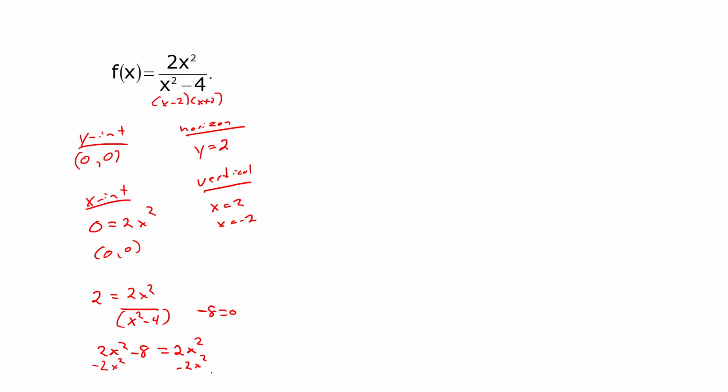Well, that isn't true. So we do not cross our horizontal asymptote because this is a lie. It means there's no value of x that makes that happen. Now, we have all this useful information. Let's begin to put it together.